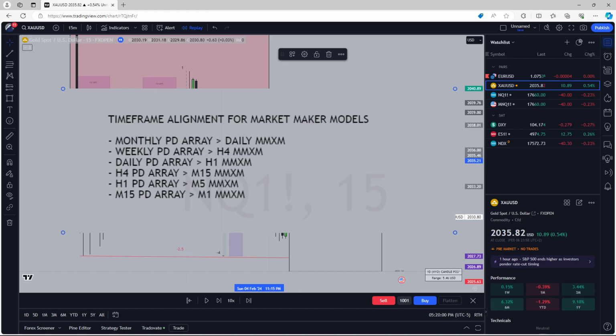It makes everything so much easier in finding market maker models and being able to tell where the draw on liquidity is. If you use it in conjunction with IRL and ERL as well, they're some of the best ever models to trade. So that's kind of it.